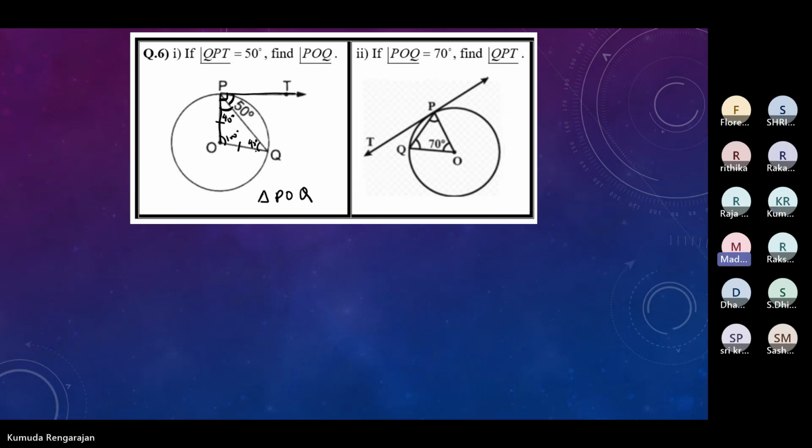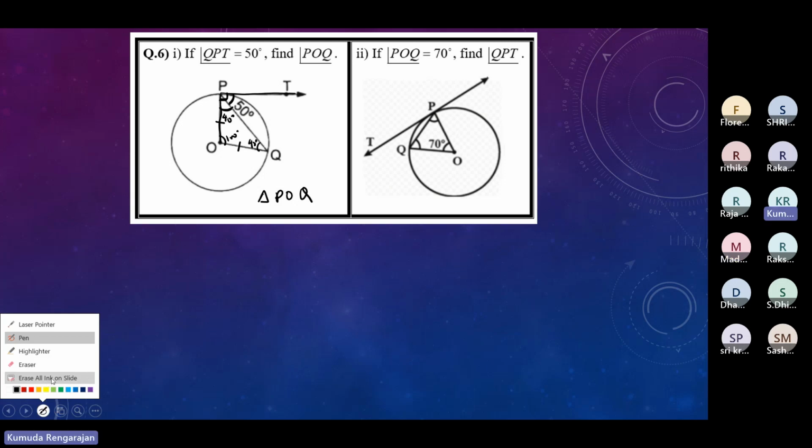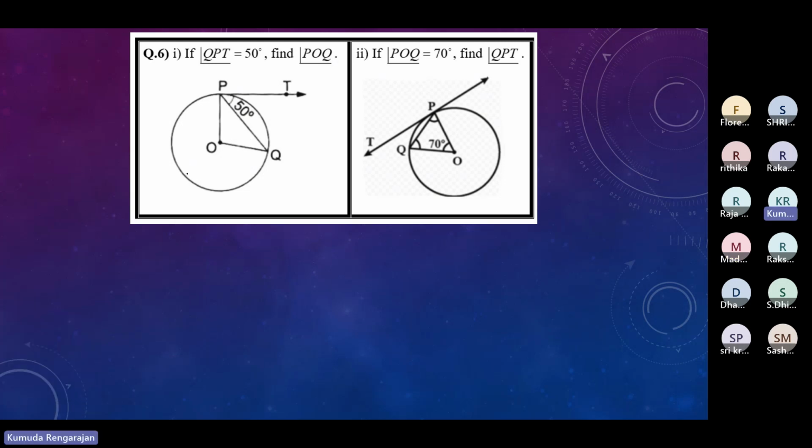Ma'am, also the chord PQ subtends 50 degrees on the circumference, so the angle at the center will be double, no, ma'am? Perfect. Very good. So you can also do that. You can use the alternate segment theorem. You can just mark a point on the circumference of the alternate segment, call it R, and join PR and QR.